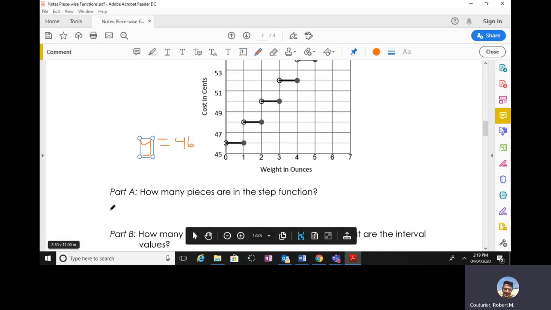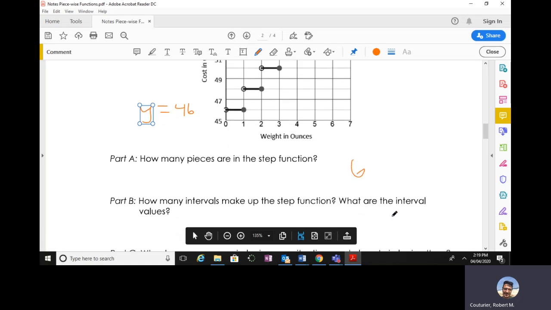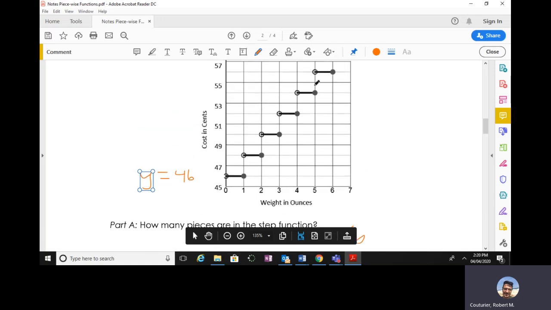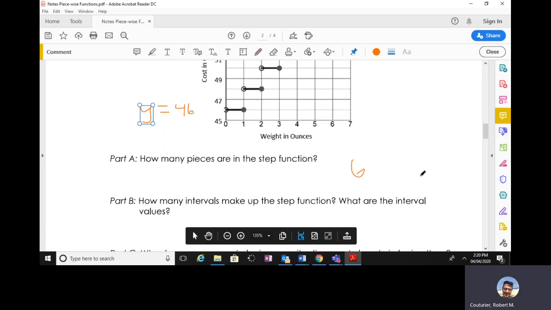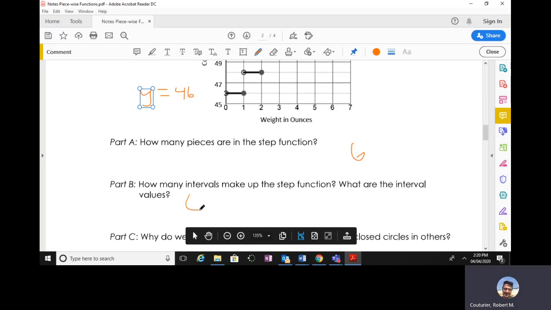What do they ask as the first thing? How many pieces are in the step function? 6. Then it says how many intervals make up this step function. What are the intervals? Okay, so if there are 6 different functions, each one has its own interval. So there are 6 intervals.